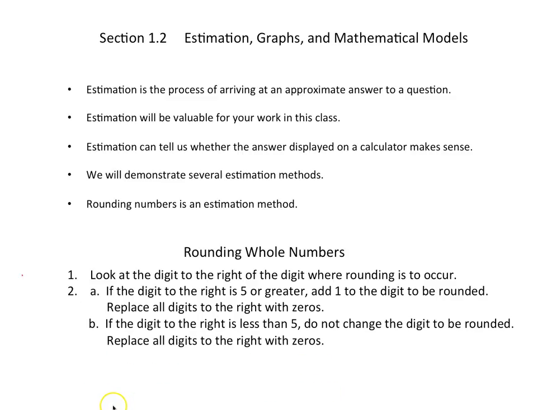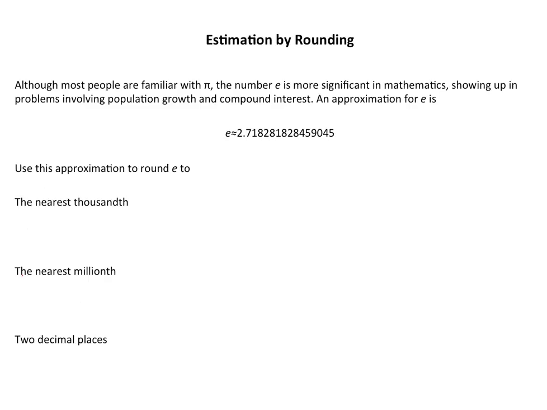Sorry guys, my computer looks like it's bogged down. Here we go. Okay, some more estimation by rounding. Although most people are familiar with pi, the number e is more significant in mathematics, and we will see it later in this course. It shows up in problems involving population growth and compound interest. An approximation for e is given right here, and it says use this approximation to round e to the nearest thousandth. Notice the th on the end of the word thousand, indicating we're talking about now the decimal position, thousandths.